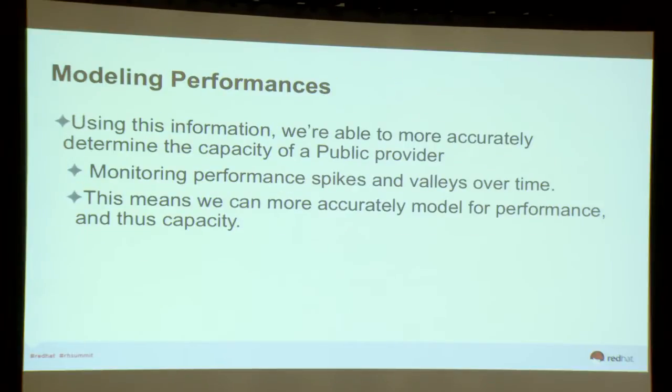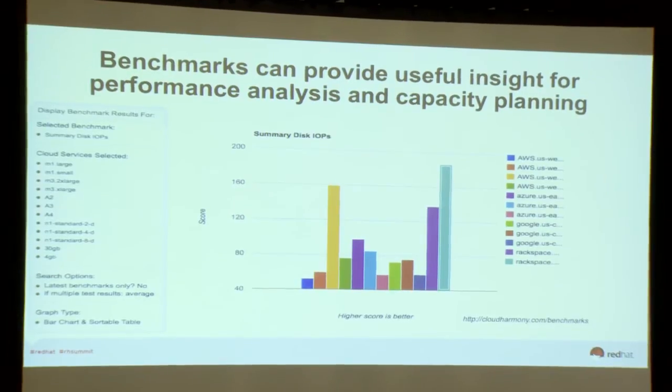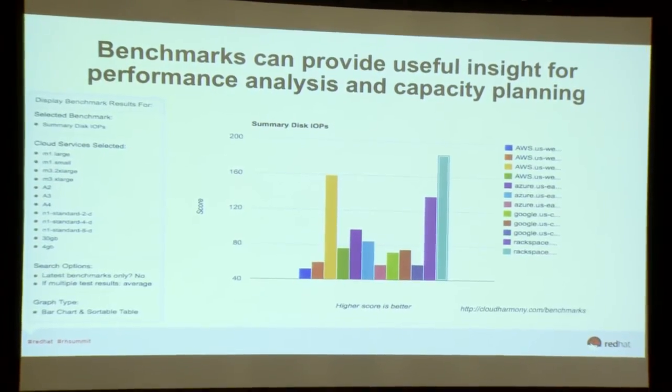So if you look at modeling performance, how we basically use that. As I mentioned earlier, we need to model the performance. We need to be able to deal with the spikes and valleys over time. And this means we need more accurate models for performance and fast capacity. This is an example from a site called Cloud Harmony. It's an online benchmark tool available for you to use. It's actually a very cool tool because it allows you to benchmark external providers. Here I listed Amazon, Azure, Google, and Rackspace, which runs on top of OpenStack. And you can go and use predefined settings.